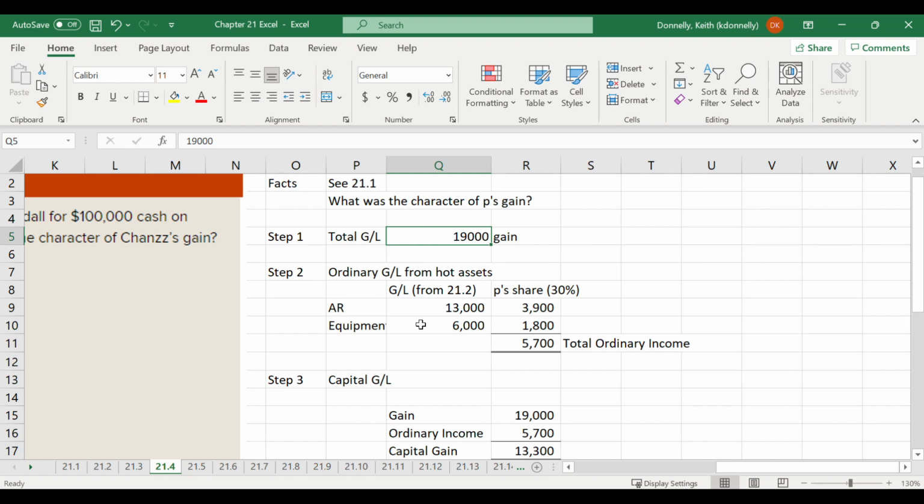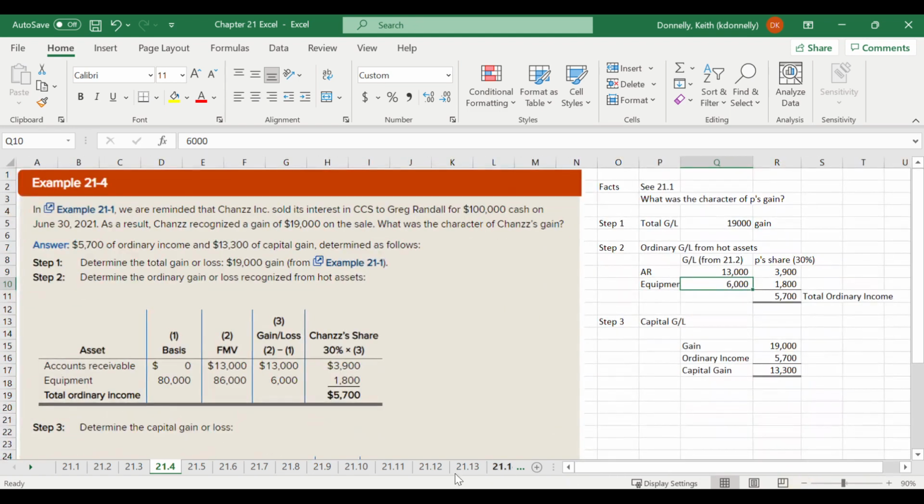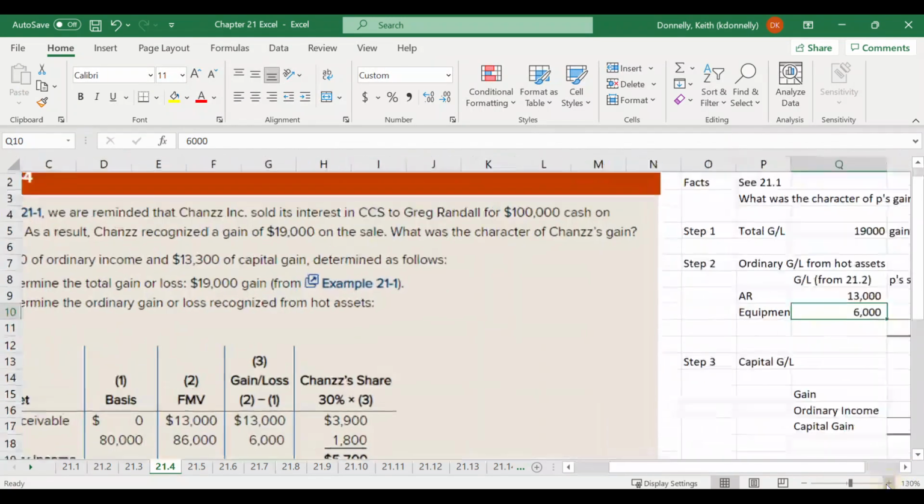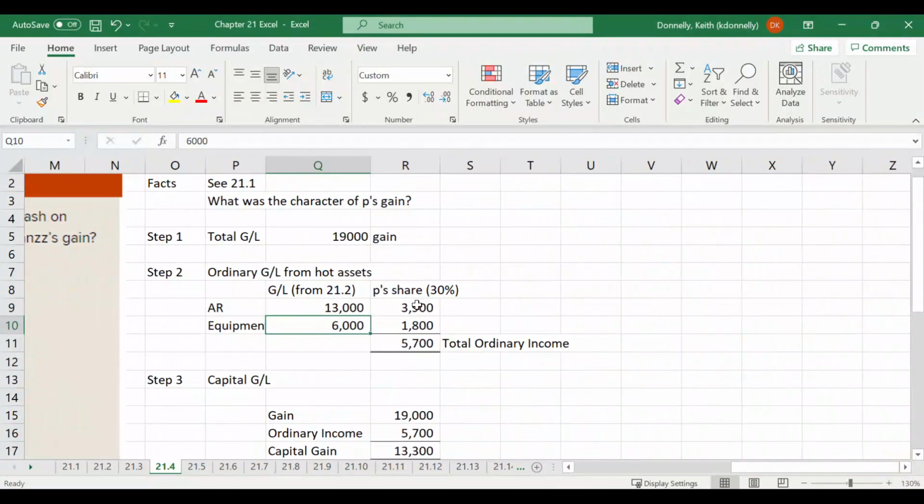Then what we do is we look and we say, okay, what were the hot assets that were in play here? So we would have the $13,000 of accounts receivable and the $6,000 of equipment, right? We're just drawing this from the previous, the $13,000 here and the $6,000 there, the difference. And then we say, okay, those are the hot assets. That's their gross fair market value. We own 30% of them. So that basically means $39,000 times 30%, which is $5,700 of ordinary income attributed to us.